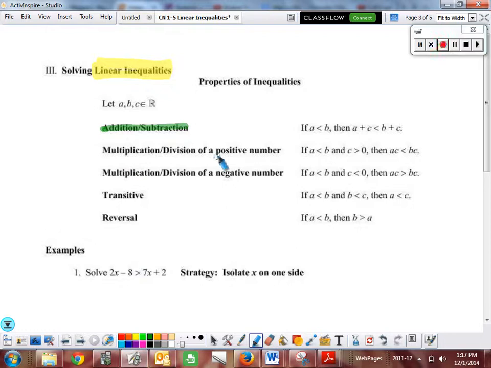Can I multiply or divide by a positive number? That doesn't change the relationship. If A is left of B, and I multiply by a positive number, A, if it's positive, will move more this way. Let's take a look at cases.